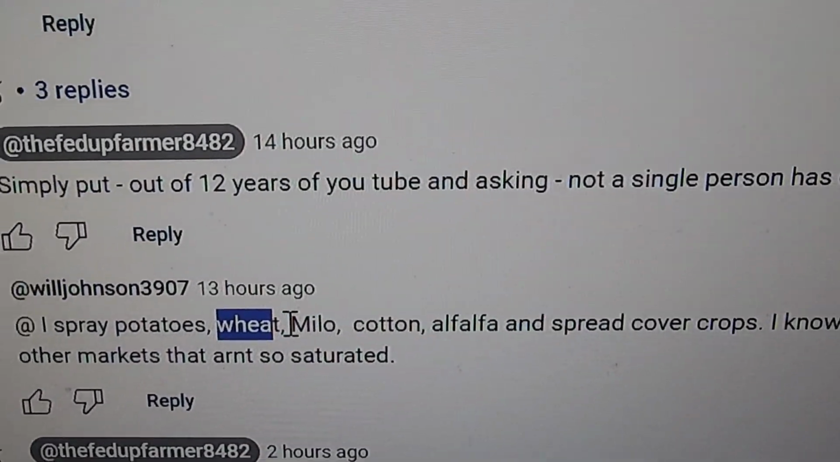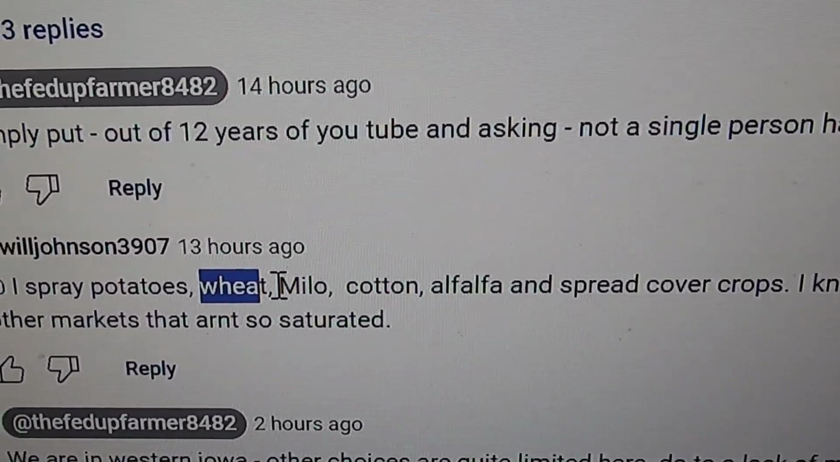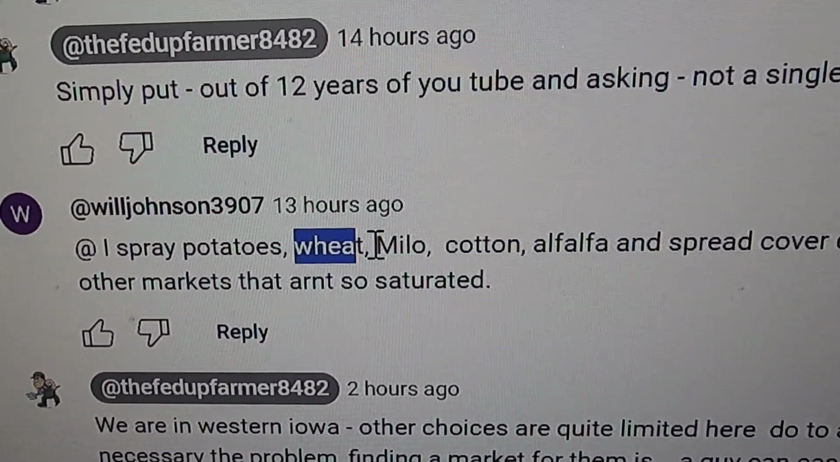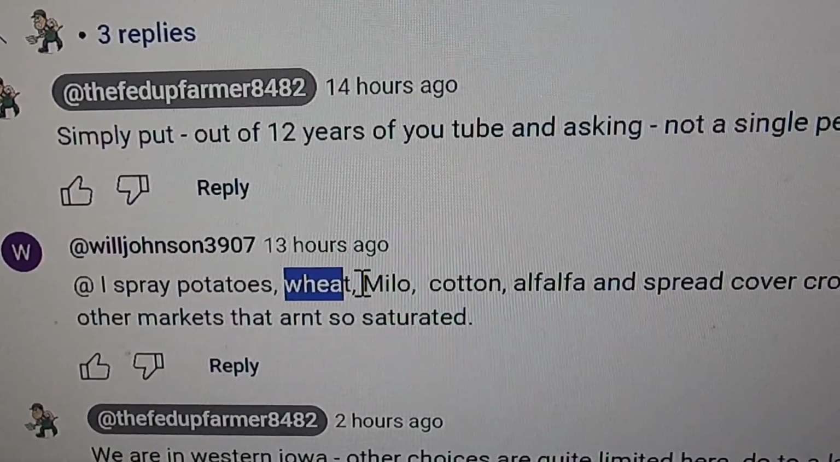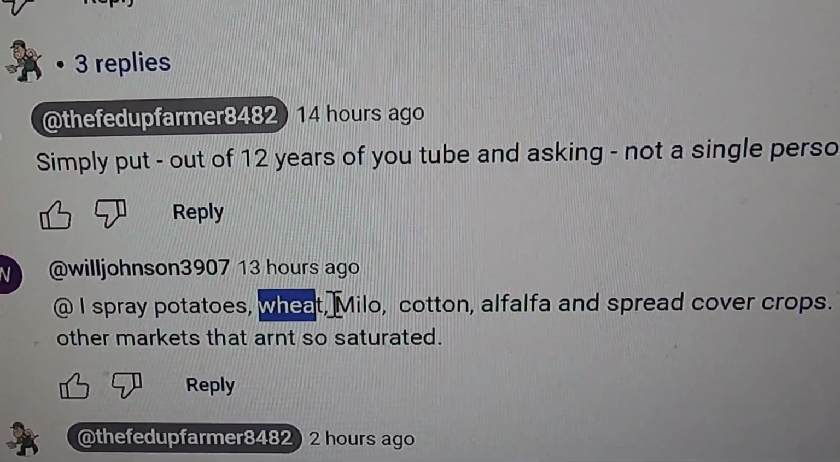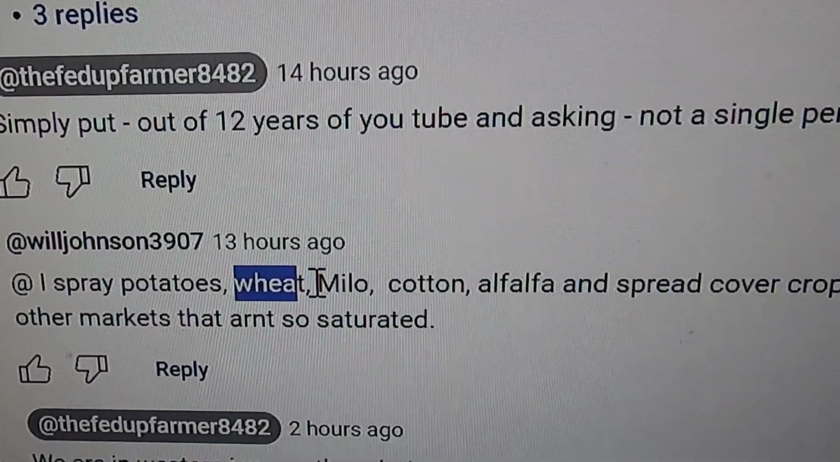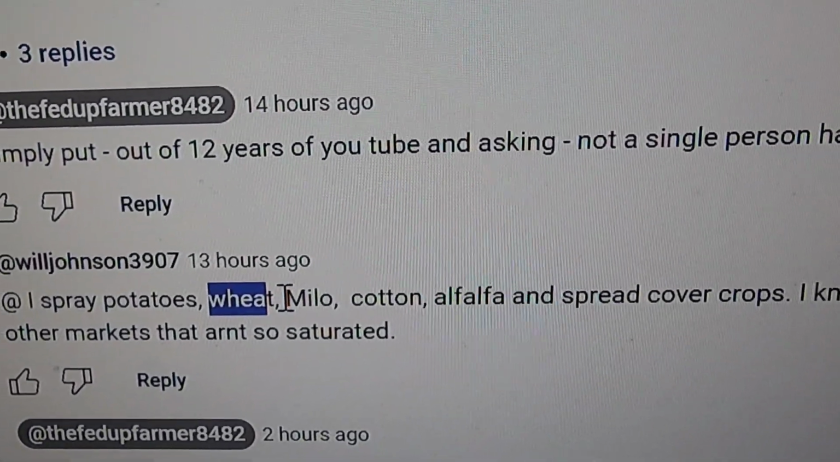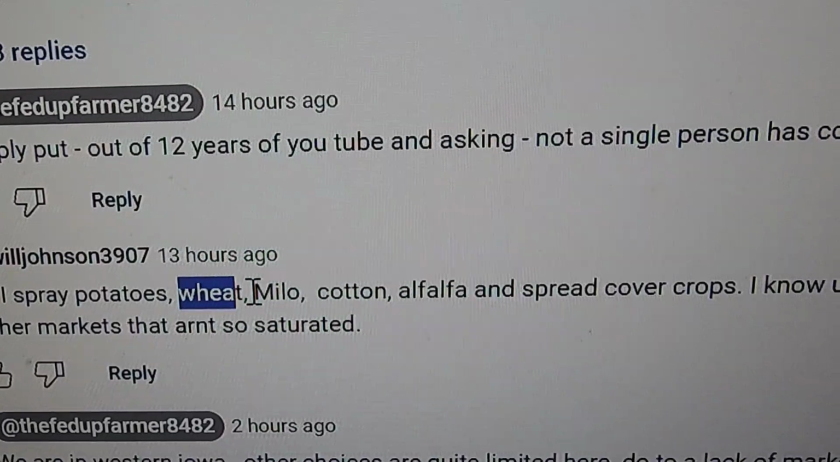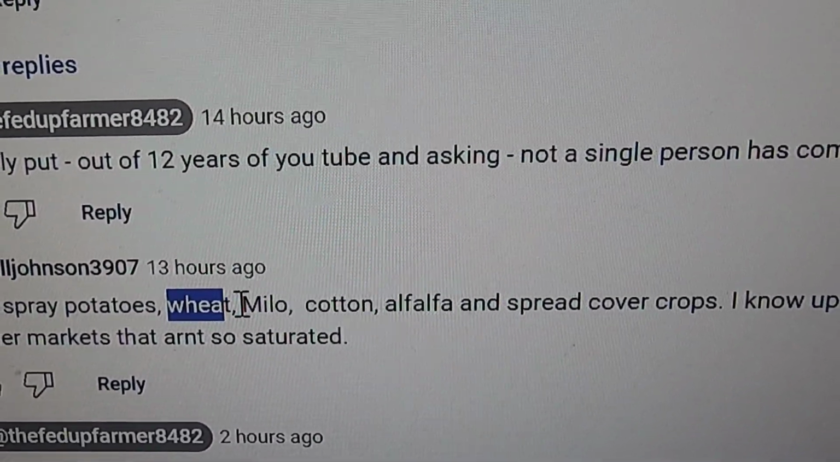We can also grow milo here. Yes, again, probably 100 miles one way for a place to sell it, and the selling price of it's not very good. And we also have had some issues with late rains destroying it. It's just not a great crop.